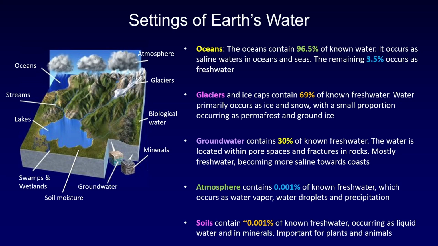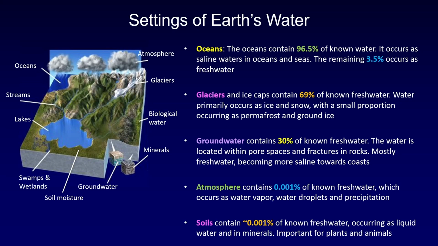So let's think about how that fresh water is split up. A very significant portion of fresh water, 69% of it, is located as ice and snow in the form of glaciers and ice caps. There's also a small amount which occurs as permafrost and ground ice, but they are relatively minor when compared to the sheer volume of water contained in glaciers and ice caps. So straight away, we have accounted for over two-thirds of all the fresh water.